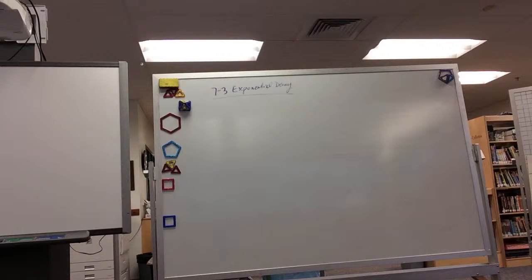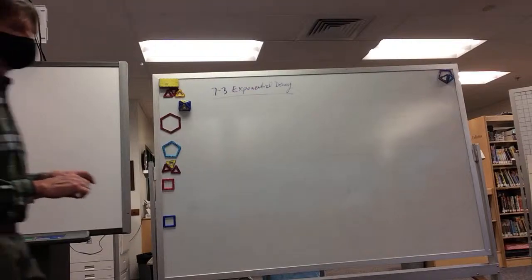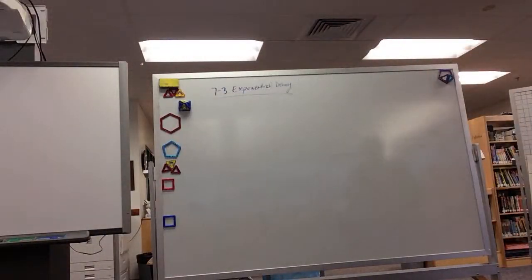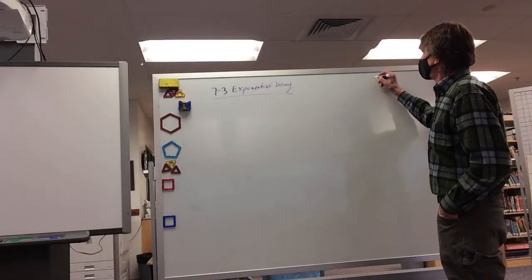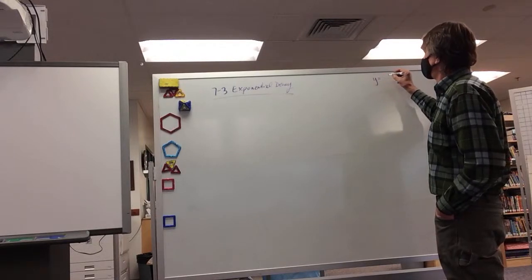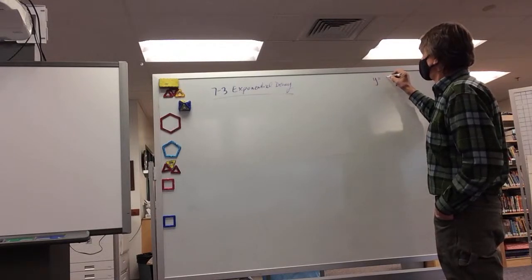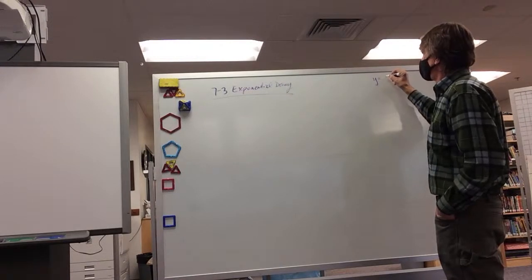We're going to do exponential decay. So, in this chapter thus far, you have two formulas. What are they? What are the two formulas we have so far? Y equals something times 1. So y equals P times (1 plus r).